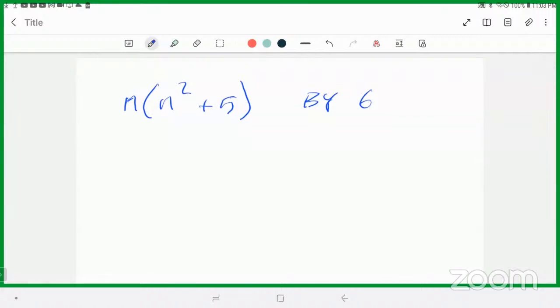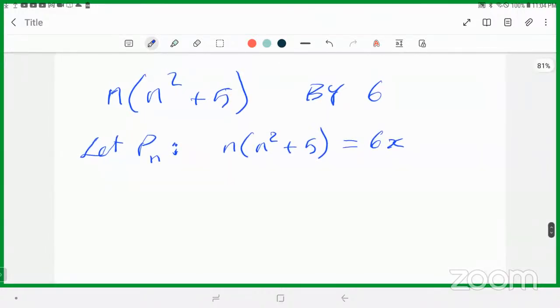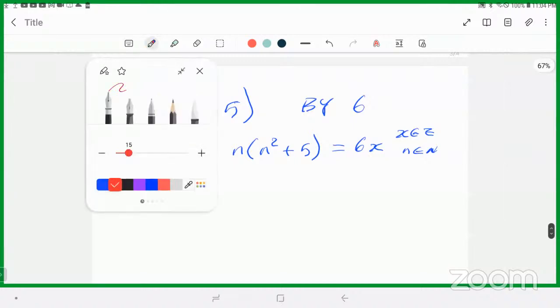Let Pn be such that n times (n squared plus 5) is equal to 6 times x, where x is an integer. I can put a natural number because everything is positive, and n is a natural number. All right, first step: show that it is true for n equals 1.